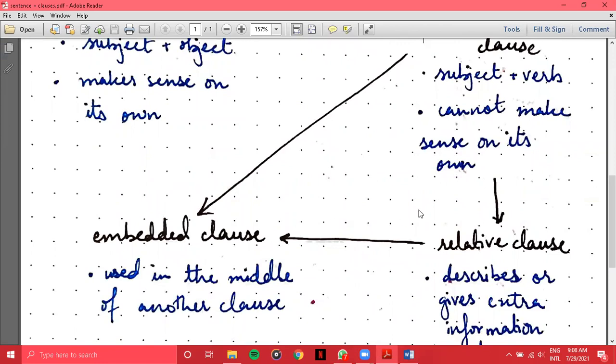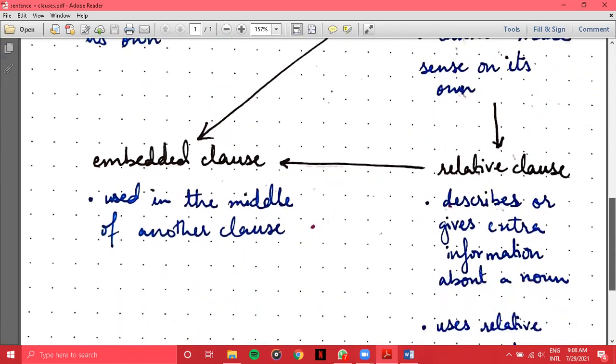Now, a relative clause is also a type of subordinate clause, and a relative clause can also come before a main clause, after a main clause, and it can also be an embedded clause. It can also be in between another clause. Now, what exactly is a relative clause? It gives extra information about the main noun, right? It describes, it gives extra information about the noun, and it usually uses a relative pronoun. It always starts with a relative pronoun. Now, what are the three most commonly used relative pronouns? Who, which, and that. Yes.